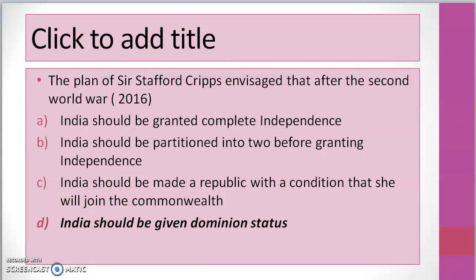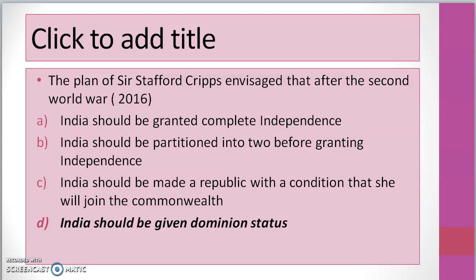Now, let me tell you briefly about this Cripps Mission. The 1942 Cripps Mission was headed by Sir Stafford Cripps, and the main aim of this mission was to seek Indian support for the war. In order to gain India's support for the war, it proposed an Indian Union with a dominion status. It also proposed a constituent assembly to be convened after the war to frame a new constitution. And it proposed that any province which was not willing to join the union could have a separate constitution and could form a separate union. So these are a few important features as far as the Cripps Mission is concerned.